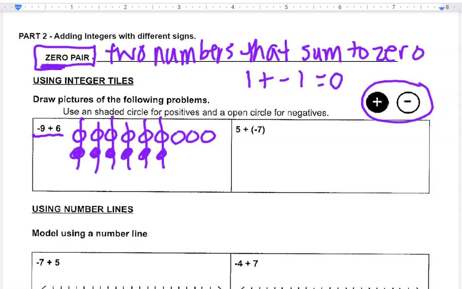And now we just have to count what's left. We have 1, 2, 3 negative numbers. So it's -3 for our answer.